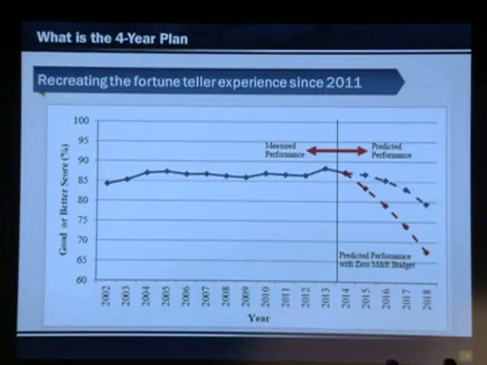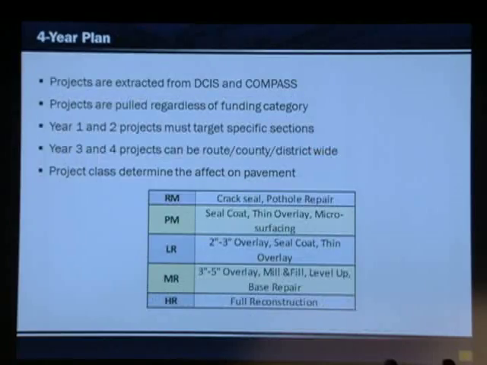It's something that looks somewhat like this. As you can see, it shows what would happen to your pavement without any projects being performed, and what we expect the performance to be with what you currently have scheduled. These projects are extracted from DCIS and Compass.